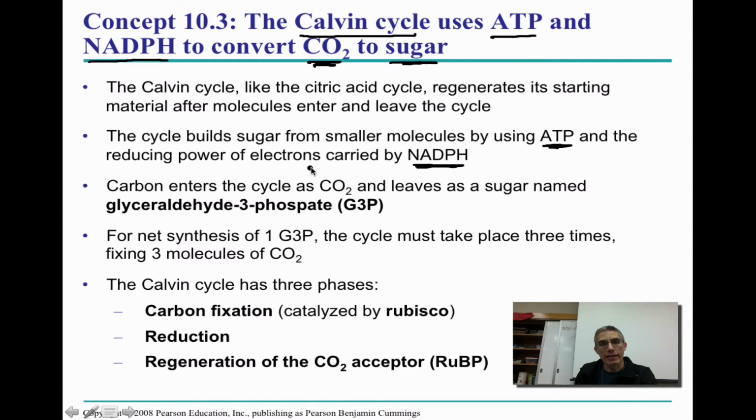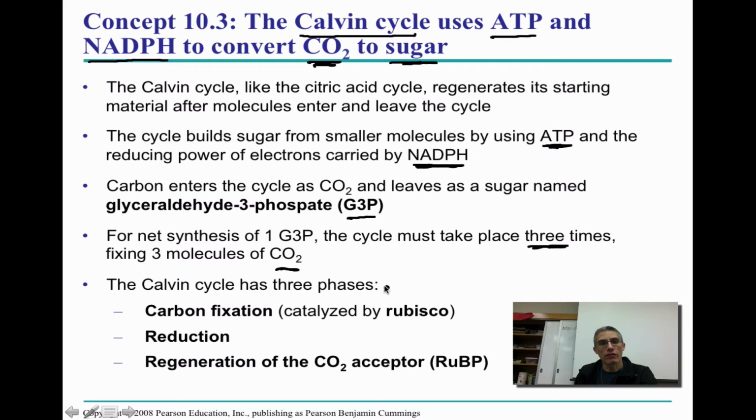Carbon dioxide is going to be used to help carbon enter the cycle, and that carbon is going to leave as a sugar named G3P. Sometimes it's called PGAL. So that's glyceraldehyde 3-phosphate. And that's sort of the precursor to making glucose. So for net synthesis of 1 G3P, the cycle must take place 3 times to be able to fix 3 molecules of CO2 to make this 1 molecule of G3P.